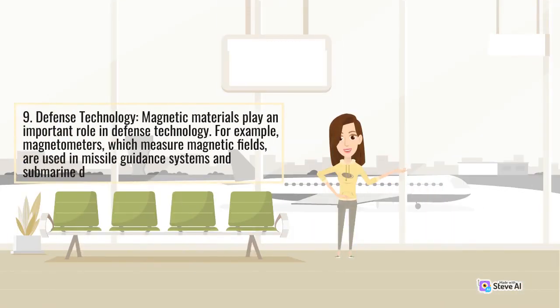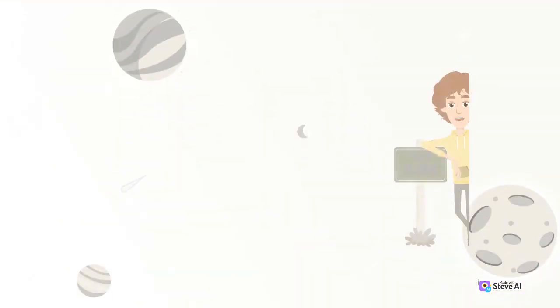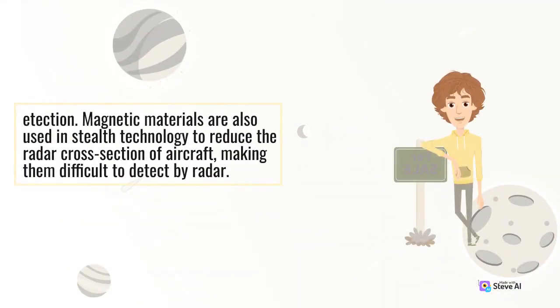9. Defense technology. Magnetic materials play an important role in defense technology. For example, magnetometers, which measure magnetic fields, are used in missile guidance systems and submarine detection. Magnetic materials are also used in stealth technology to reduce the radar cross-section of aircraft, making them difficult to detect by radar.